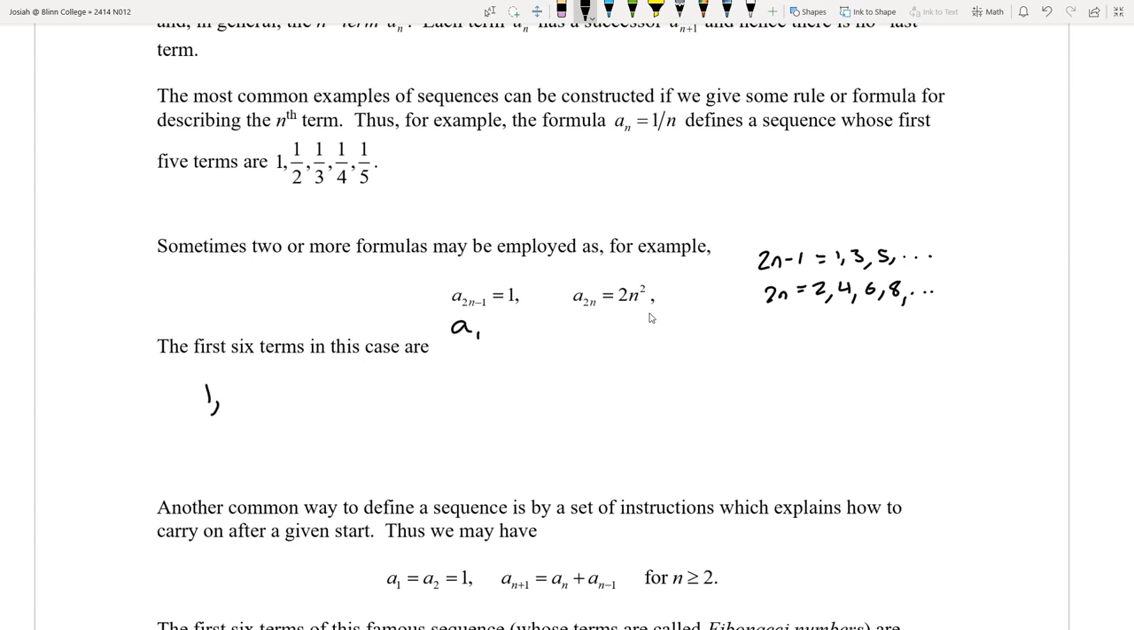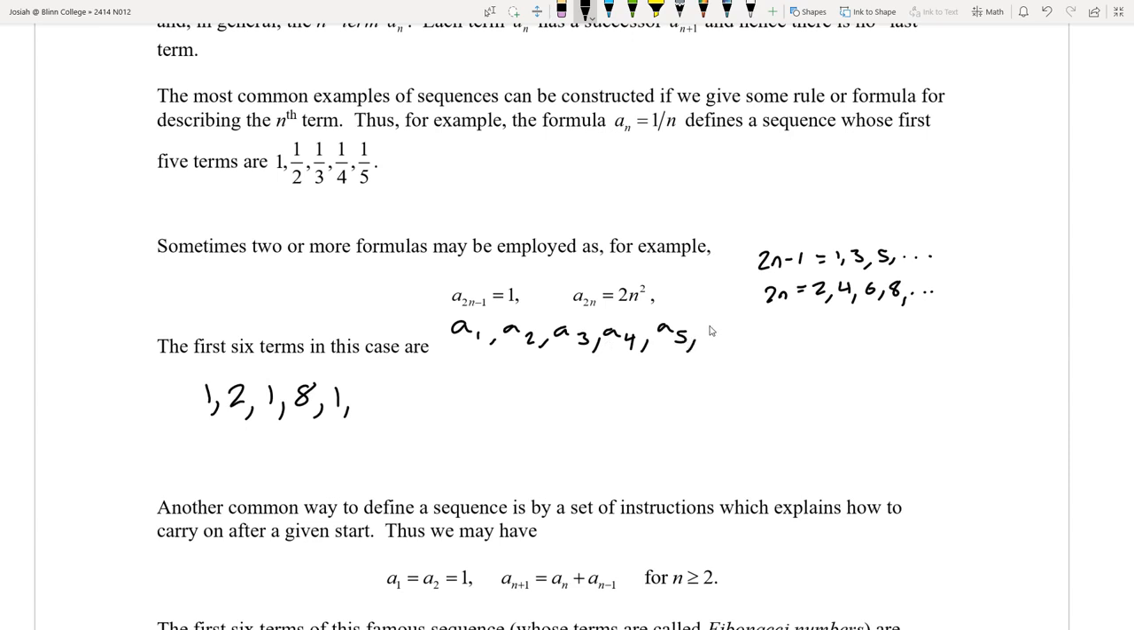For our second term, we want a sub 2. And to get that, we'll have to plug in 1 for n into this second formula. That gives us a sub 2 equals 2 times 1 squared, which is 2. A sub 3, we would go back to the odds. We got 1 there. A sub 4, we get by plugging 2 in for n. So we plug 2 in here as well. 2 squared is 4 times 2 is 8. We go back to the odd terms, we get 1 again.